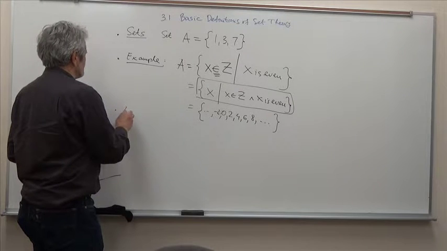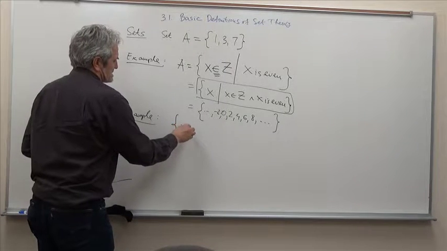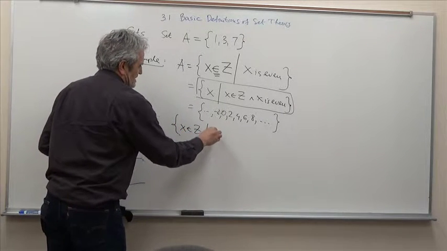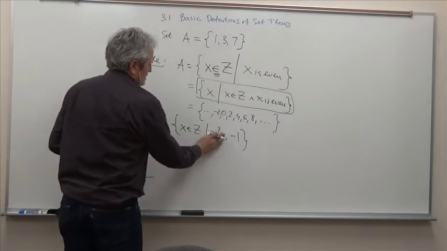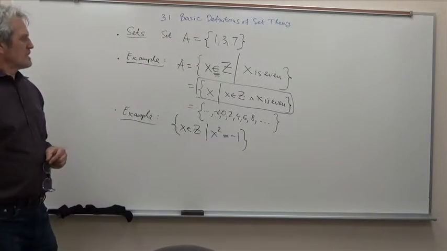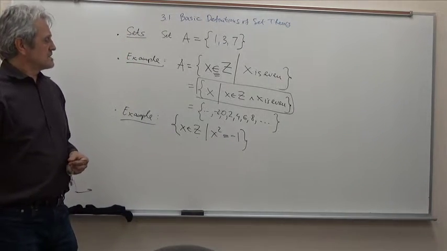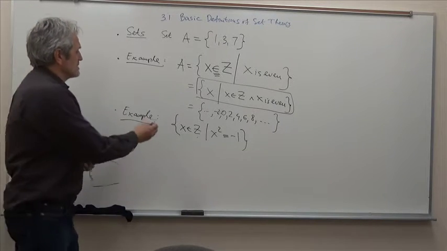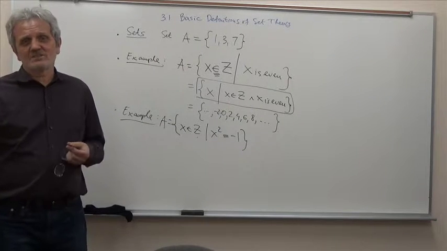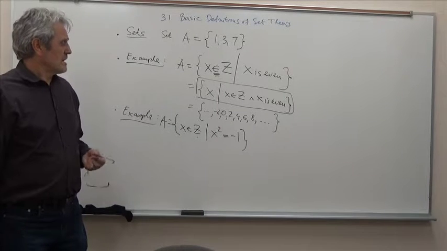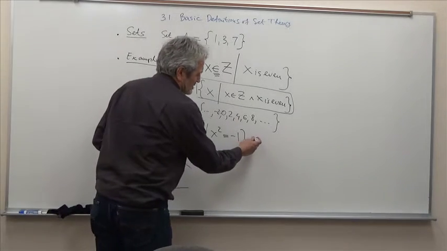Here's another example. The set of all x's from Z such that x squared is less than or equal to negative 1. Why am I making it more complicated? We know what Z is, and this is a nicely described property, so this is really a set. Let me call it A. But what's interesting about this set is that there is no integer a such that a squared is -1. So this is a set with no members. Such a set is called the empty set.